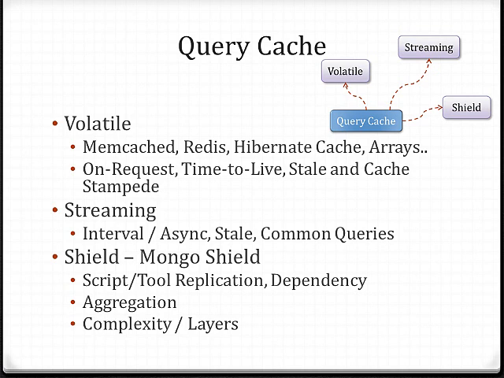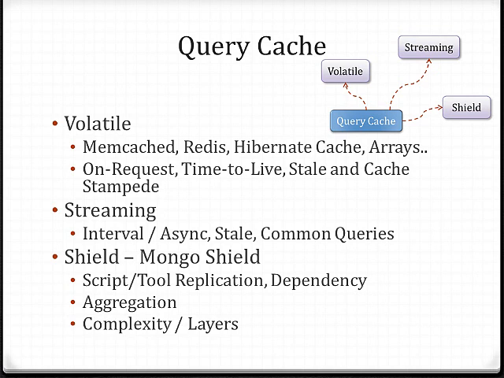So if you know the common queries that you have, you can place them in your volatile cache, and it's asynchronous. You don't have the issue of cache stampede. You may still have the issue of stale data.